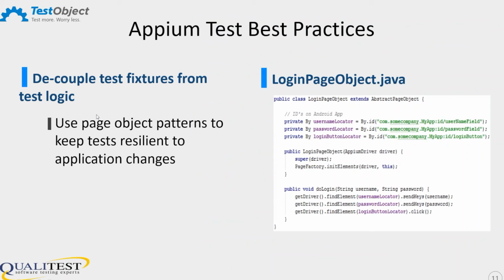A few test design best practices. Much like with general scripted functional testing, you need to try and keep your test fixtures and your test logic separate. So you don't want to write one big script which interacts with every single part of your application. What you want to do is consider your application, break it down into the individual items, so the individual screens of your application, have objects that are solely focused on those screens that you can then interact with.